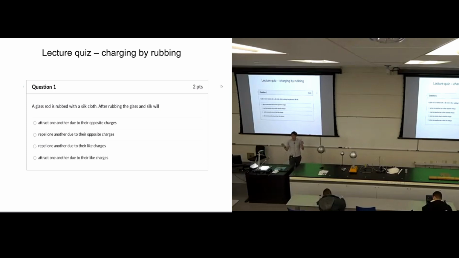So they're going to be oppositely charged. So they're going to be attracting one another. So the glass rod and the silk will attract one another because they have opposite charges. So they attract one another due to their opposite charges is the first answer on the screen here. Everybody okay with that? Good.